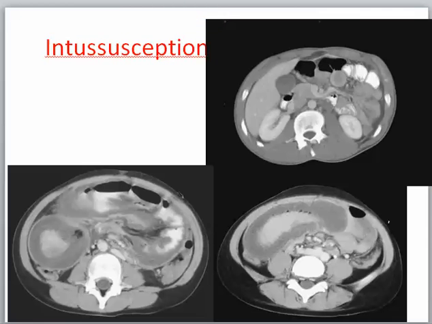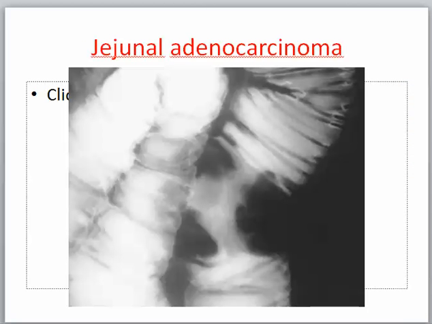Adenocarcinoma or malignancy can occur anywhere. So the jejunum can also be involved in adenocarcinoma, and would appear as the apple core, due to annular adenocarcinoma.